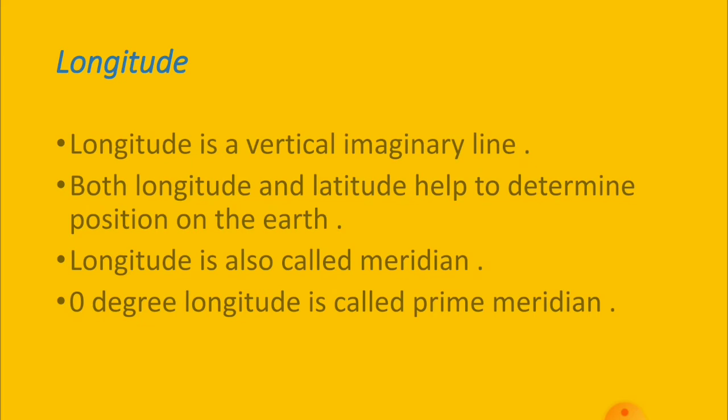Longitude represents time. You know that there are 360 degrees, means 360 longitude lines. So 1 degree equals 4 minutes. If we move east to west 1 degree, then there is a time gap of 4 minutes.